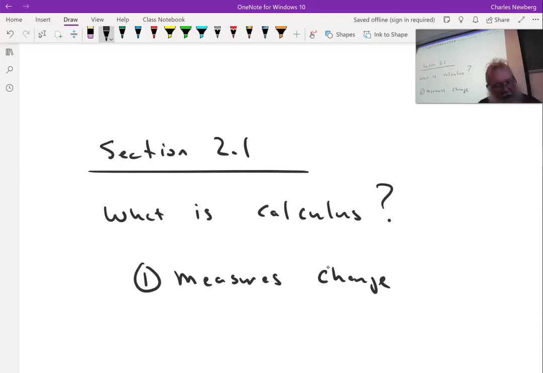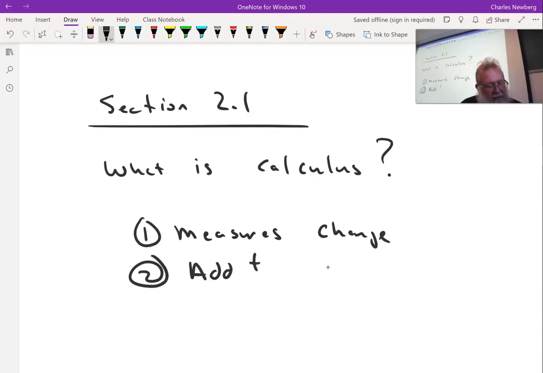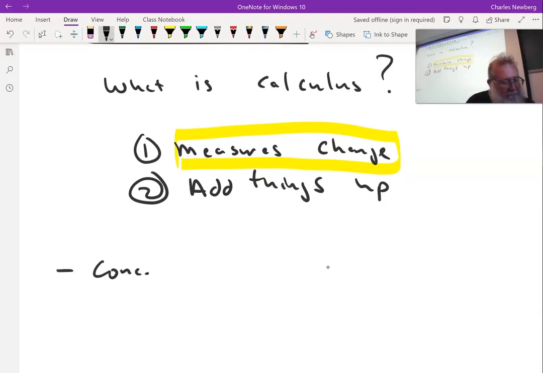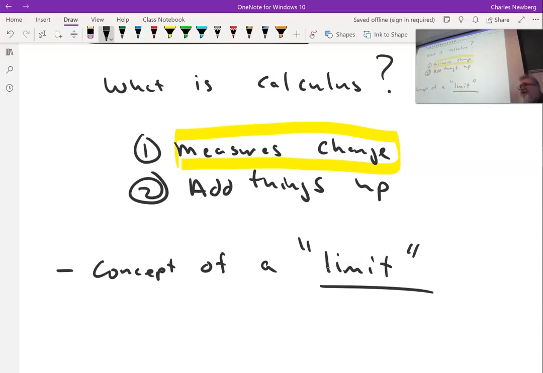And then the other thing we do is we need to add things up. Maybe I'm an engineer and I'm looking at all the forces on a dam wall. Well, I got to add up all those forces to find the total force on that dam wall. That's a lot of things to add up. So calculus does two things for us. It measures change and adds things up. Most of this semester is going to be spent on measuring change. And then right at the end of this semester, we'll get to start adding things up. But before we can do either one of those things, we need the concept of a limit. And chapter 2 is all about understanding limits.